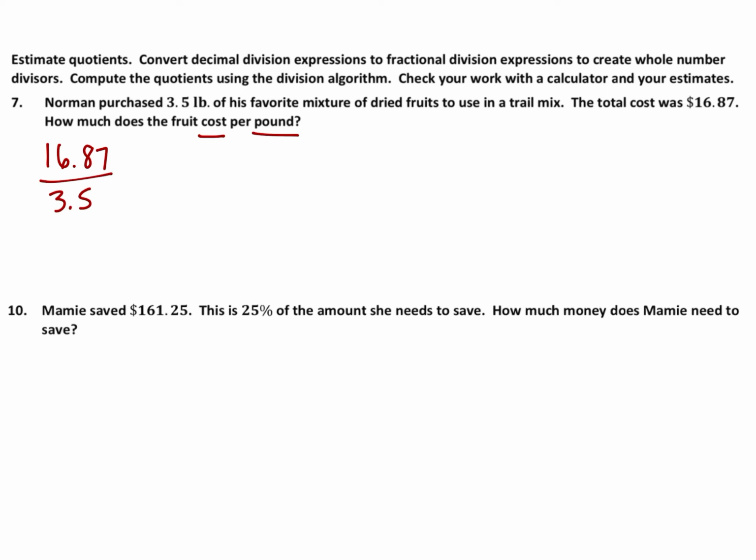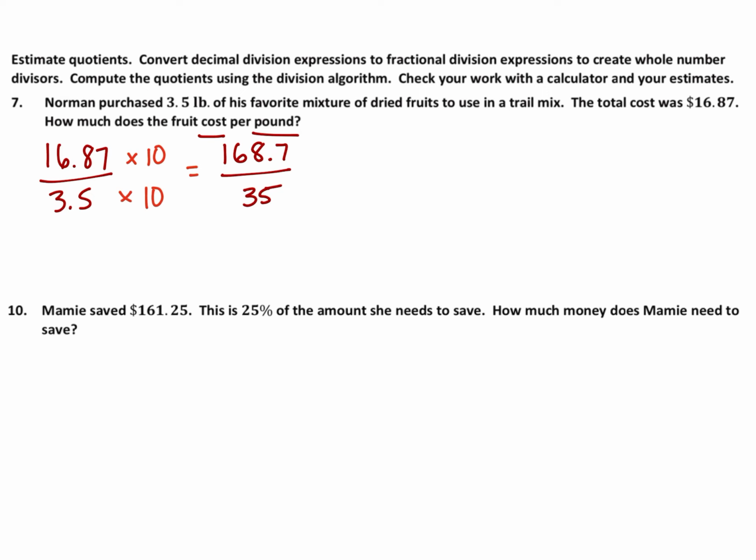To turn these into whole numbers, we are going to multiply by either a 10, 100, or 1,000. We just need the divisor to be a whole number in this case. So we're going to multiply by a 10 to move the decimal one spot. That gives us 168.7 and 35 on the bottom.